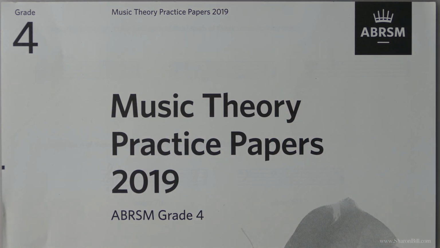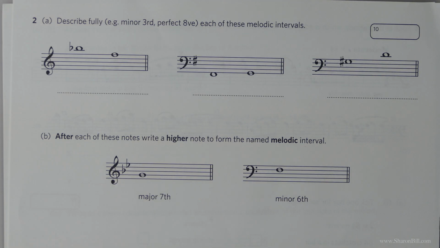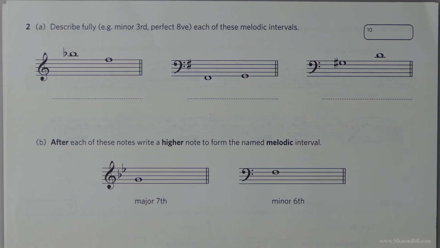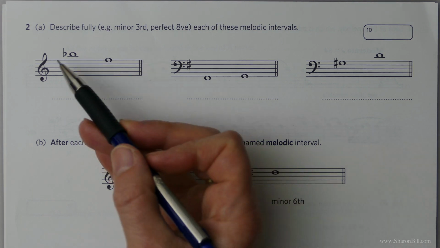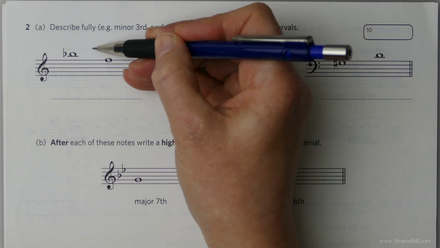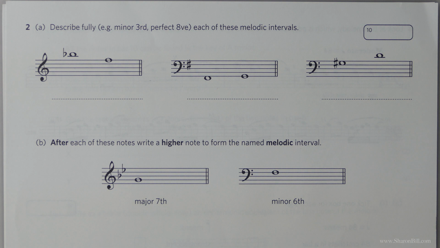And now we're going to continue with question 2 of the grade 4 2019 practice paper C. So if you turn with me to page 17, we'll start with question 2. So on page 17, here we go. We're asked to describe each of these melodic intervals. Now, melodic means they come one after another, as in a melody, unlike a harmonic interval where they come one on top of each other like a harmony or a chord.